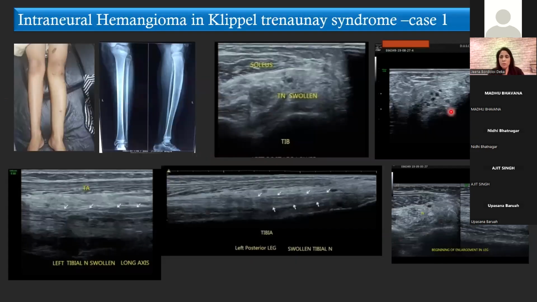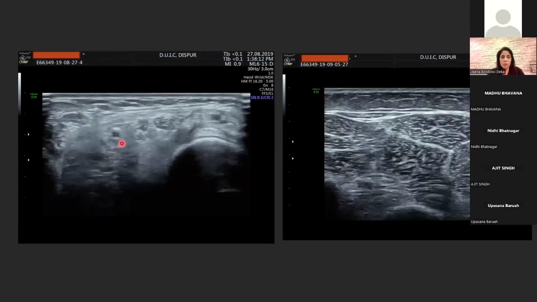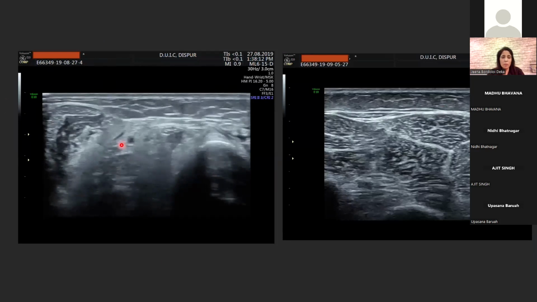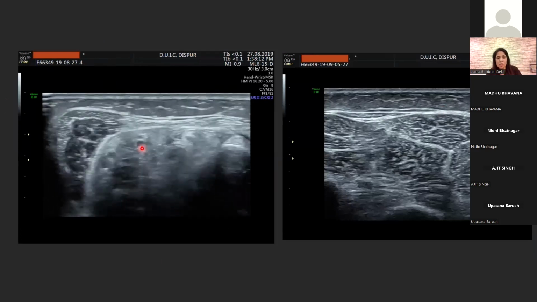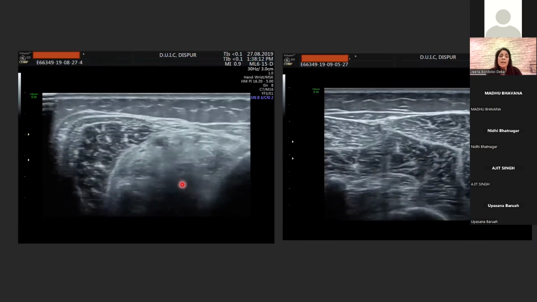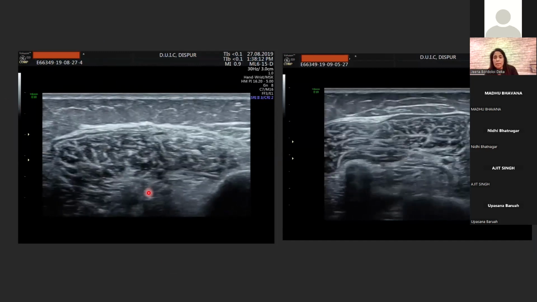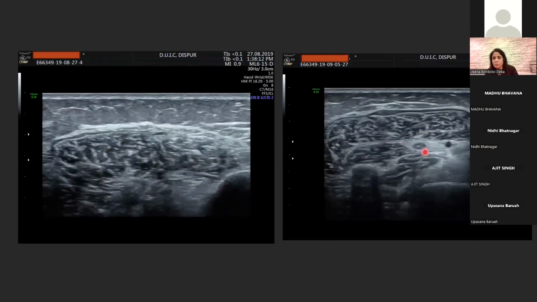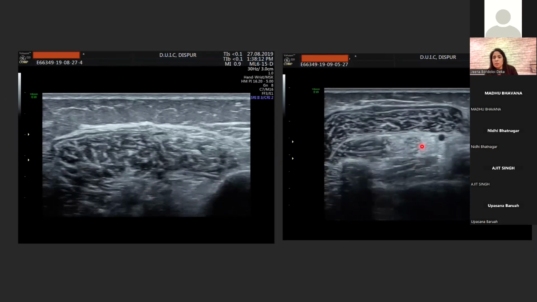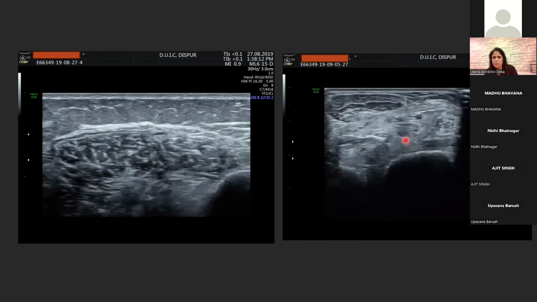So I've already described this first case that I saw, the intraneural hemangioma of the posterior tibial nerve, and we can see these fascicles interspersed with these venous linear anechoic channels, which on color Doppler were seen as venous channels. And we can also see that there is a transition from normal to abnormal caliber. We can see this nerve slowly increasing in size, and this is the posterior tibial nerve.